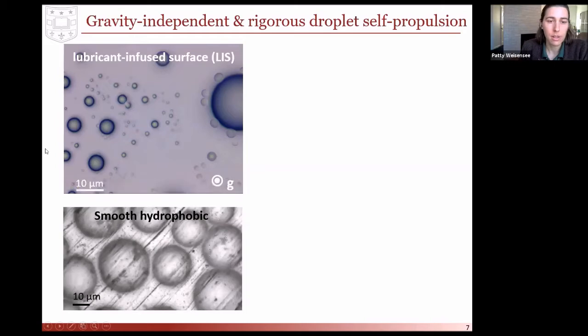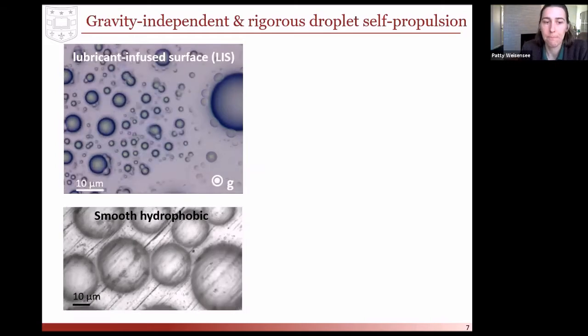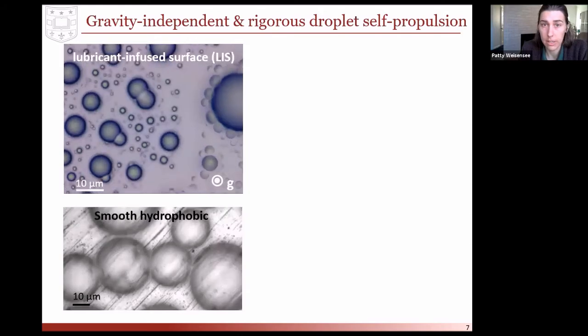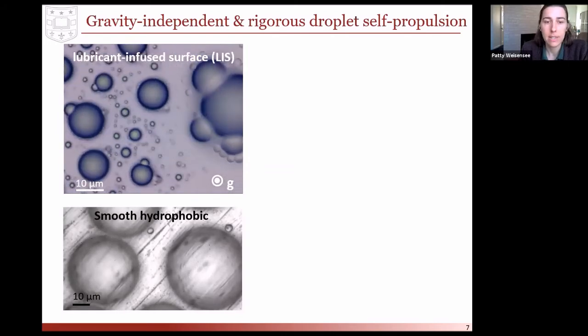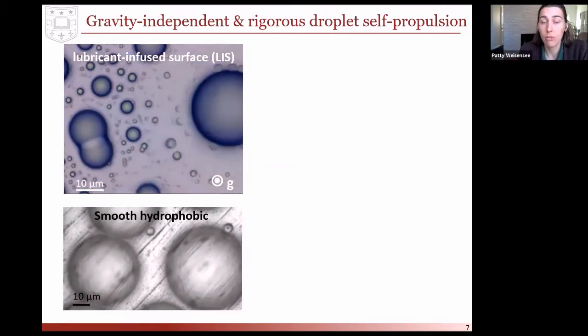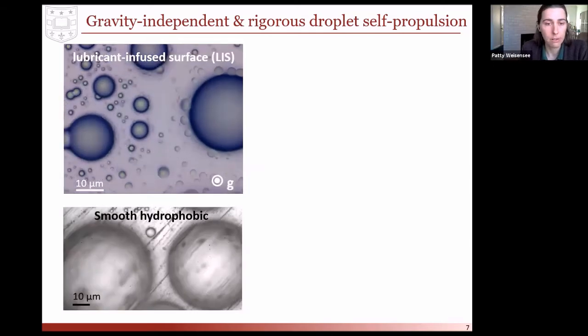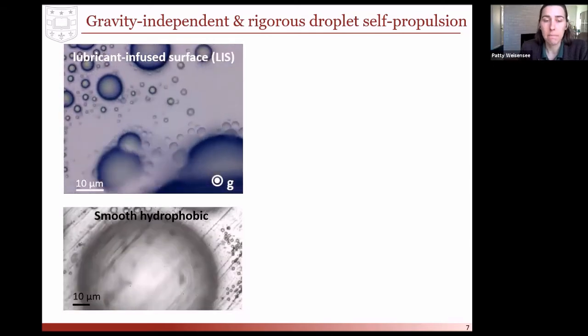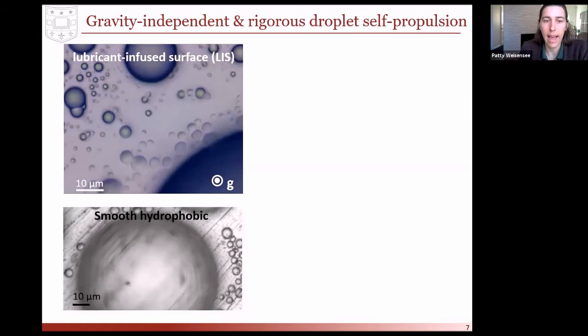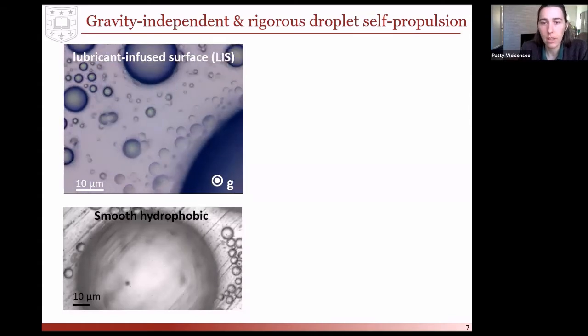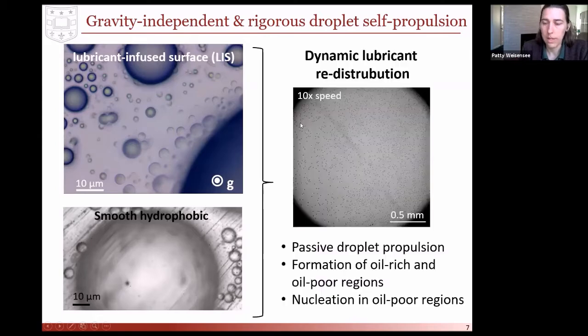Now, what we see on the lubricant-infused surfaces is extremely different. Notice that the sample was oriented horizontally on a microscope, so it's parallel to gravity, and yet we see extremely high droplet mobility, and the droplets seem to be dancing across the surface. So we were puzzled, and we didn't quite understand what was going on here, but clearly this behavior of droplets has to influence heat transfer rates. So we used a slightly different imaging technique to figure out what might be causing this droplet dancing.